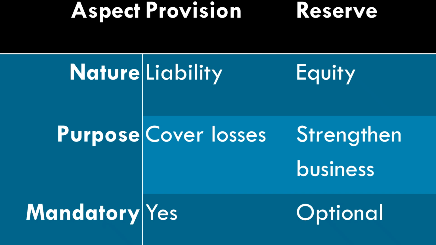Here is a simple table to remember the differences. Provisions are mandatory for expected liabilities, made when an obligation exists, while reserves are optional and strategic, where management decides. This distinction affects your balance sheet and profit reporting.